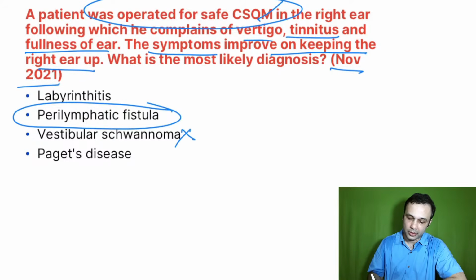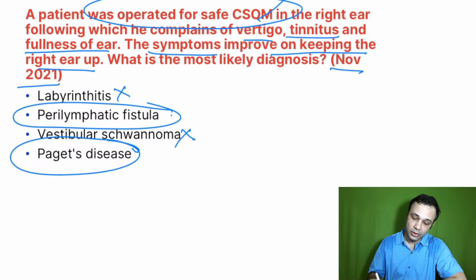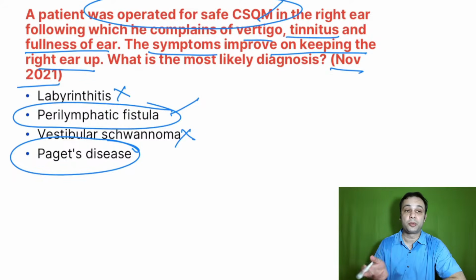You will not think in terms of a vestibular schwannoma. Labyrinthitis will be there throughout the day, so you will not think in terms of labyrinthitis. Paget disease, I don't know why it has come here. So perilymphatic fistula is a straightforward option. Once again, a third window phenomenon, what you see, right?